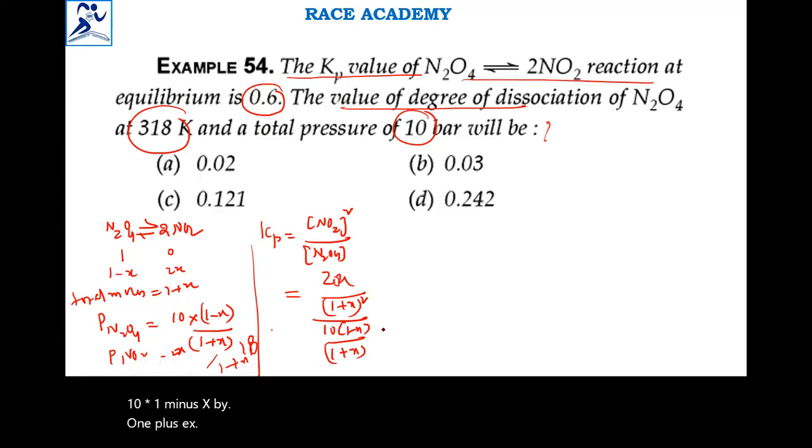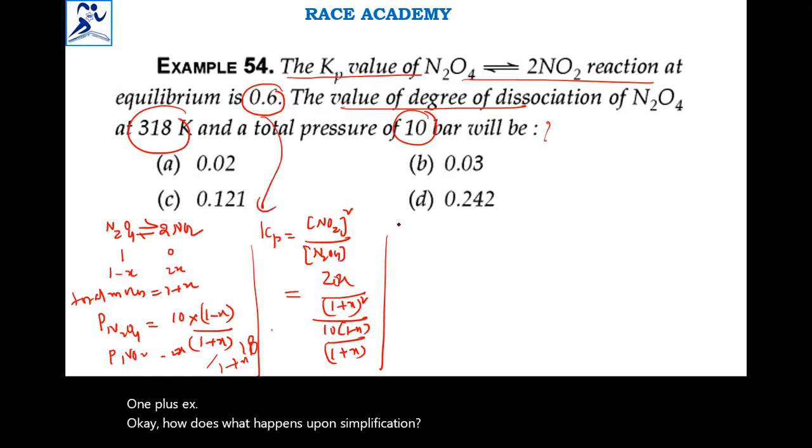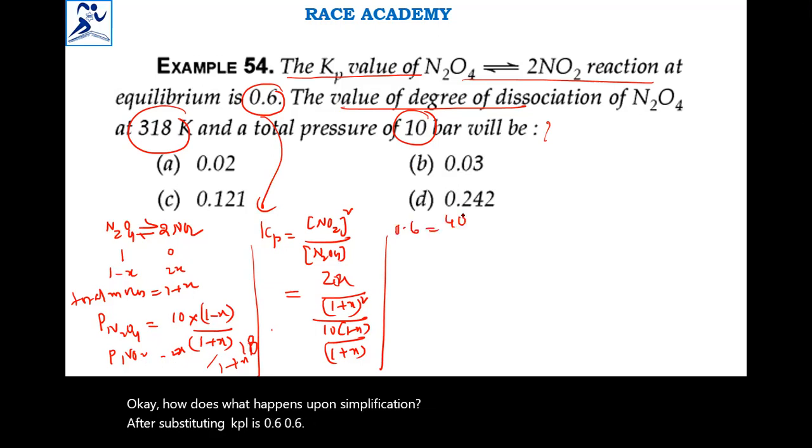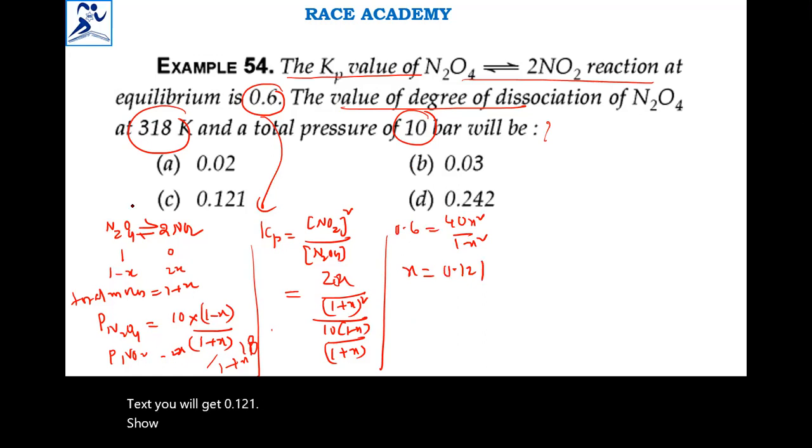Okay, upon simplification after substituting the Kp value of 0.6, 0.6 equals 40 x squared by 1 minus x squared. Upon simplification we get the x value, which is 0.121. So the correct one is option C, 0.121.